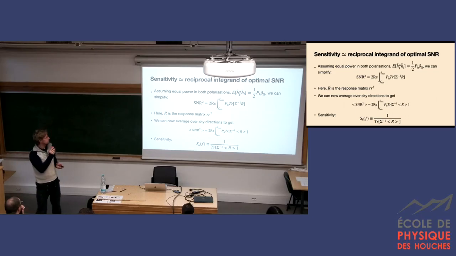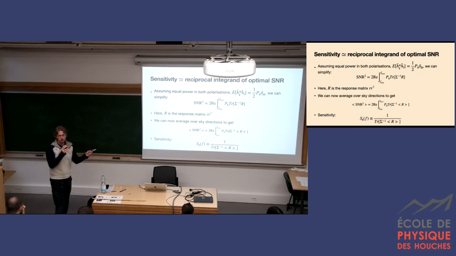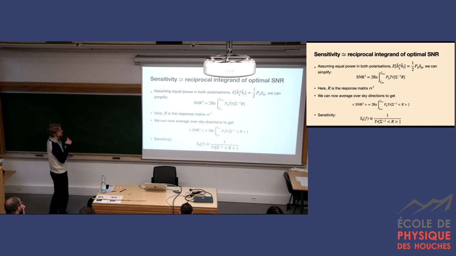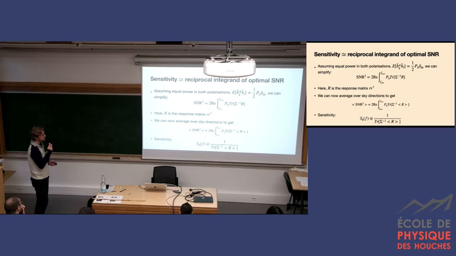In principle, you can do that for gravitational waves coming from just one sky direction. But once you have it for one sky direction, you can sky average the result, and then you get the sky-averaged SNR squared. Since the noise does not depend on the sky direction, the only thing that gets sky averaged is the response, and you get to this expression. The sensitivity is then simply defined as the inverse of the argument of the SNR squared.